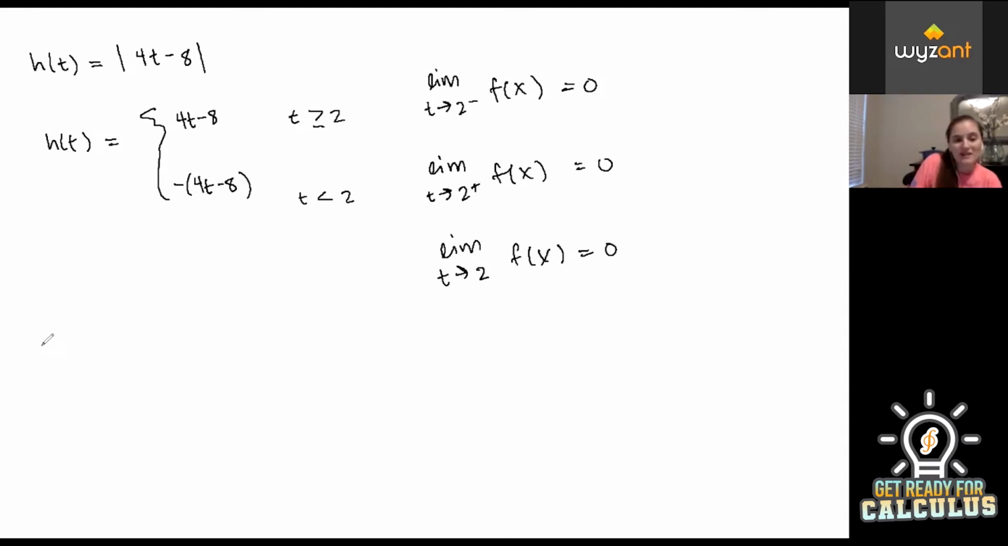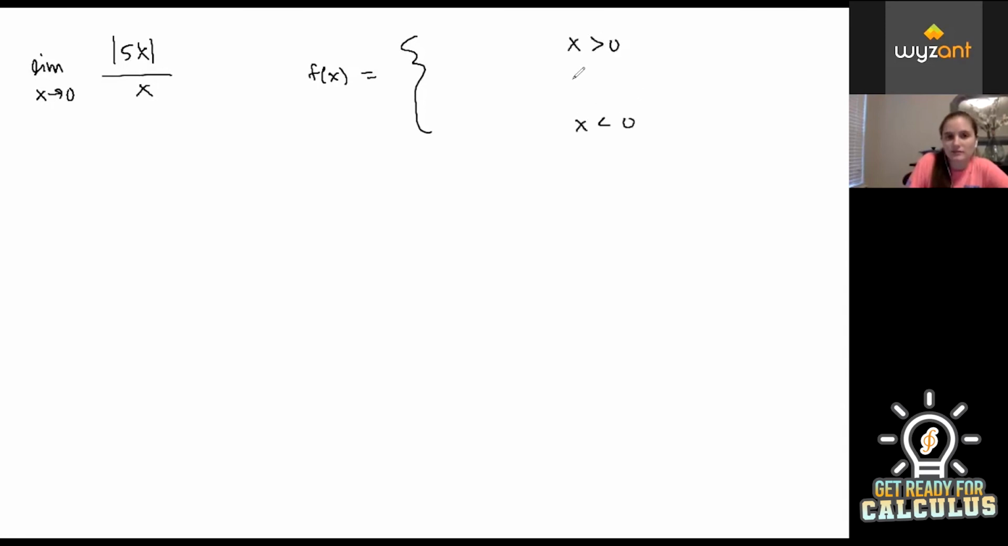Let's look at one that has an absolute value but is a little bit more complicated. So let's say that the limit as x goes to 0, and we'll do the absolute value of 5x over x. We'll do the same first step. So we're going to split the function into a piecewise. We're going to say if x is greater than 0 and x is less than 0. This function is not actually defined at 0 because if you plug in 0, you're going to get a 0 in the denominator.